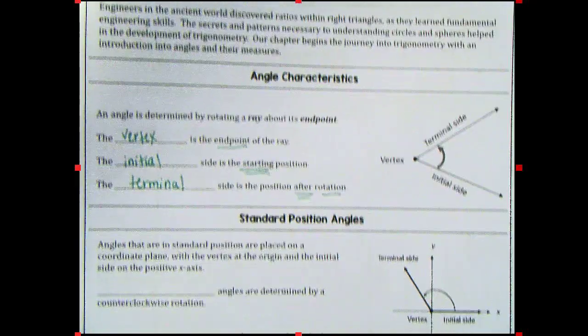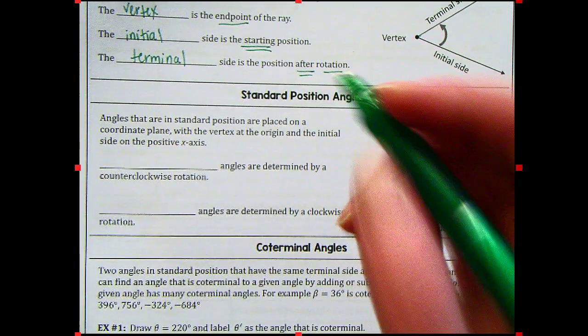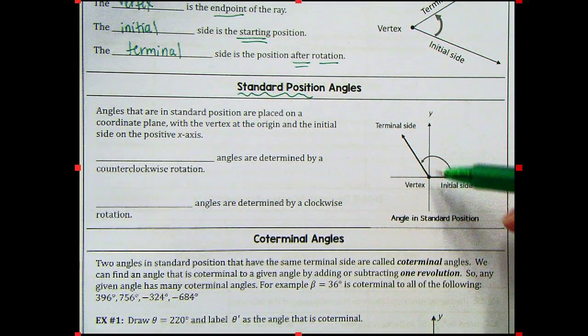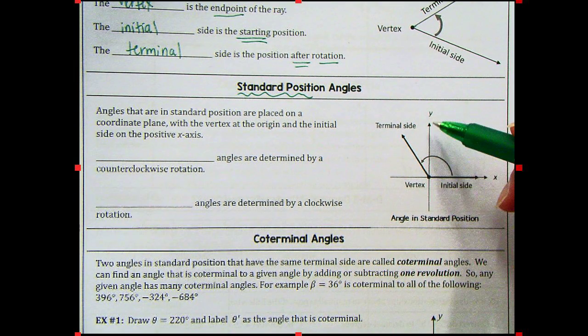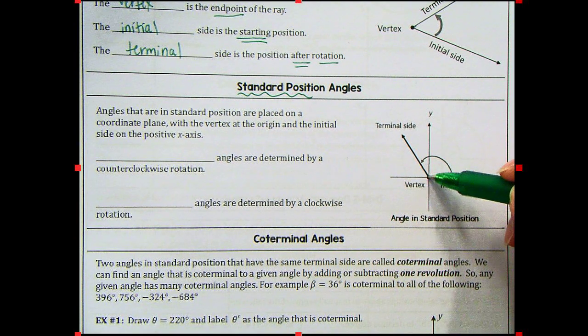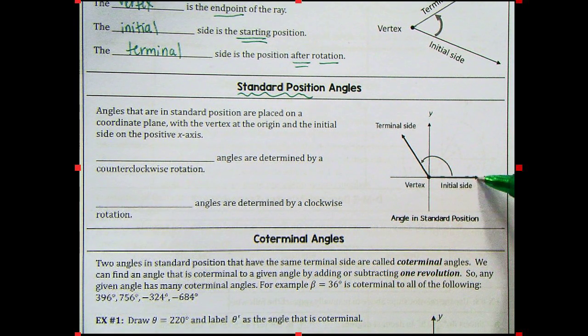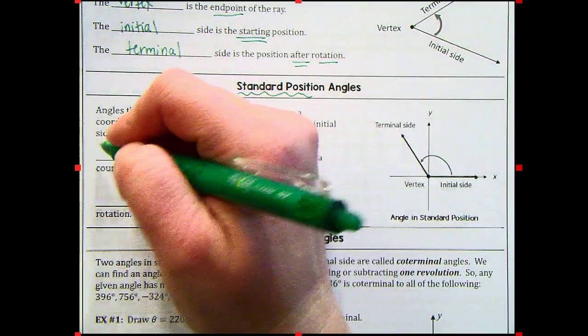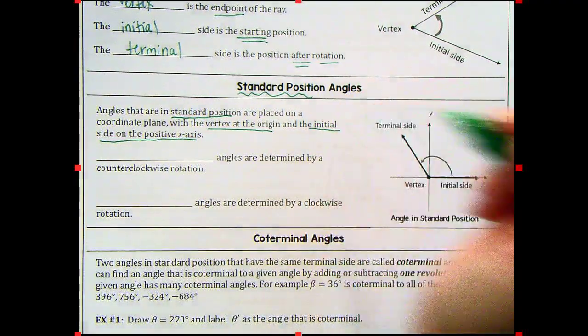So when we draw these angles in standard position, we will draw them on the XY coordinate plane every single time. And your vertex will go at the origin. The initial side will always be along the positive x-axis. So every time I ask you to draw an angle from here on out, you'll draw it on the XY coordinate plane, vertex at the origin, and you'll put your initial side along the positive x-axis. So that's all this stuff here. Angles that are in standard position, vertex at the origin, initial side on the positive x-axis.